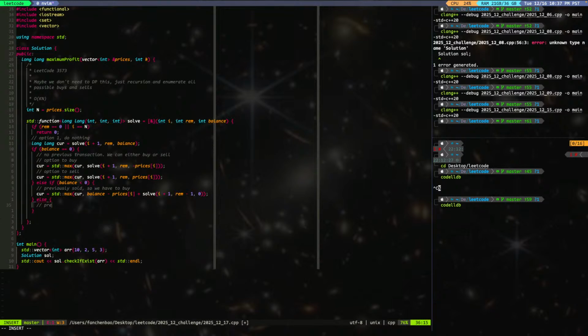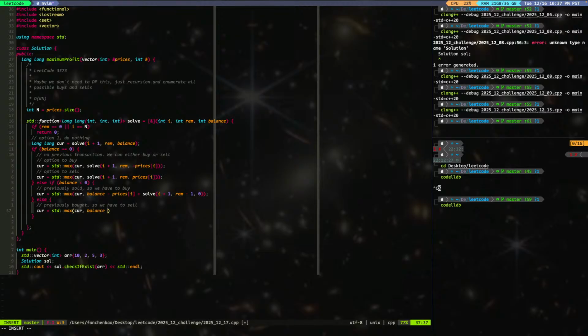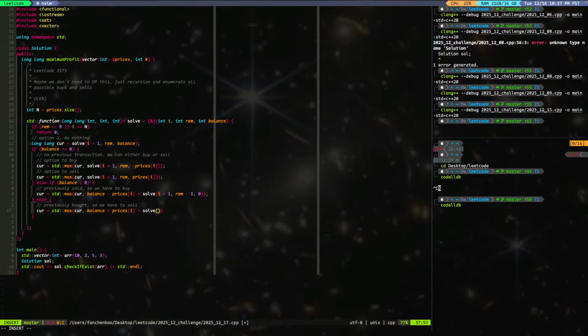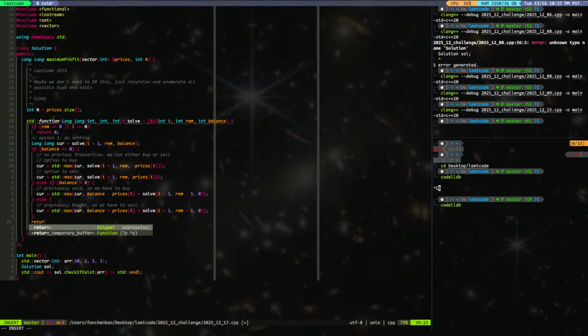Previously bought, so we have to sell. Current, so balance plus, so we have to sell, so we sell for this price plus solve I plus 1, right, remaining minus 1 and a 0, and at the end we return current.